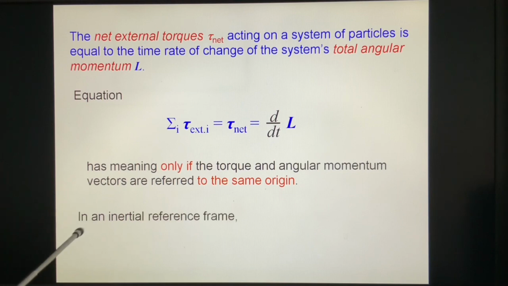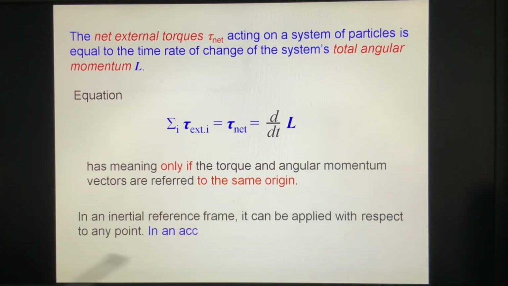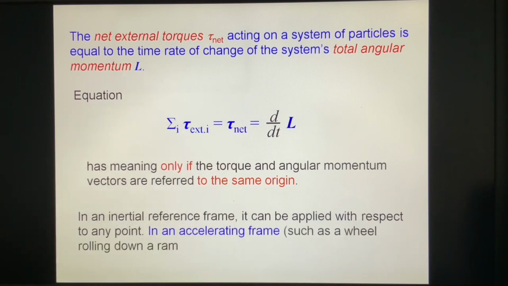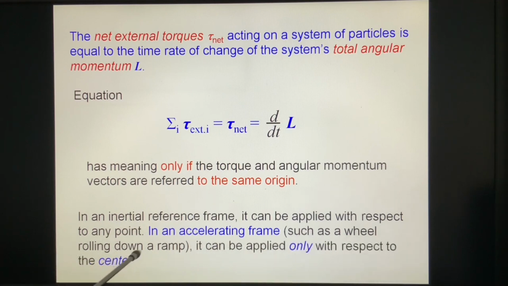In an inertial reference frame, it can be applied with respect to any reference point. In an accelerating frame, such as a wheel rolling down a ramp, it can be applied only with respect to the center of mass of the system.